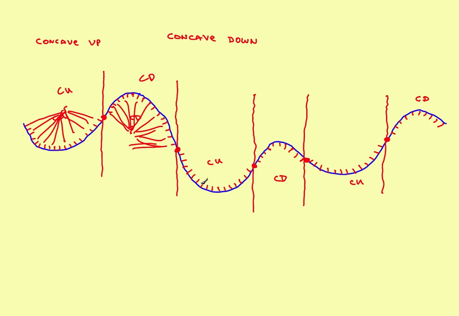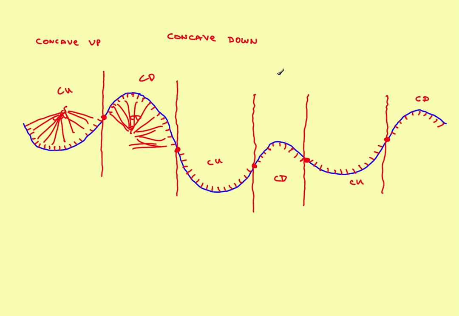Now notice, let's leave the center section here. It could be doing this. It could be decreasing and concave up, or it could be increasing and concave up. Or it could be increasing and concave down, or it could be decreasing and concave down. So in this section, we're just worried about where it's concave up or concave down. So where is the graph curving up or curving down?